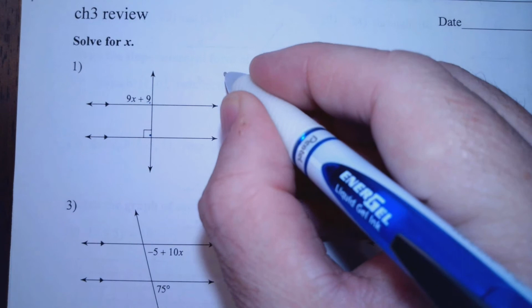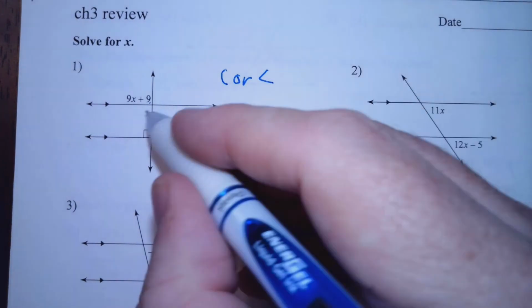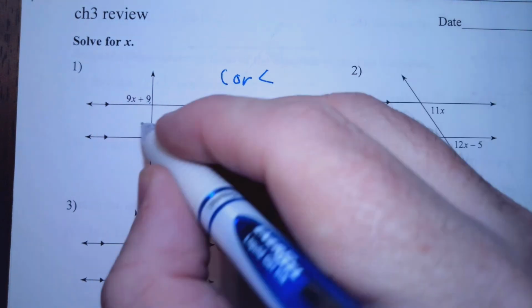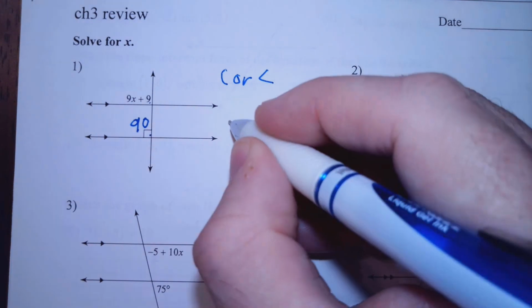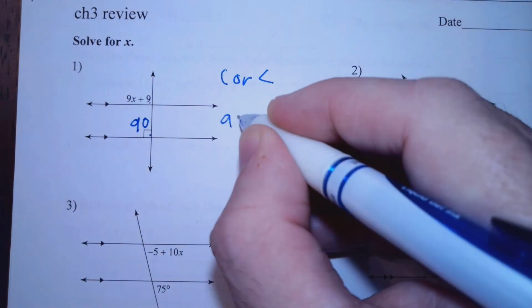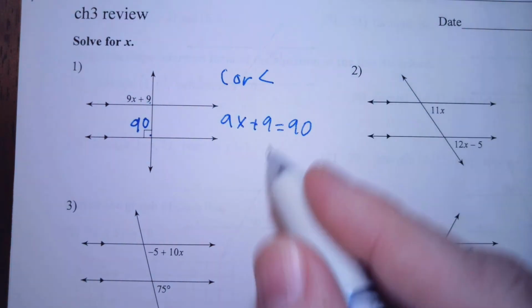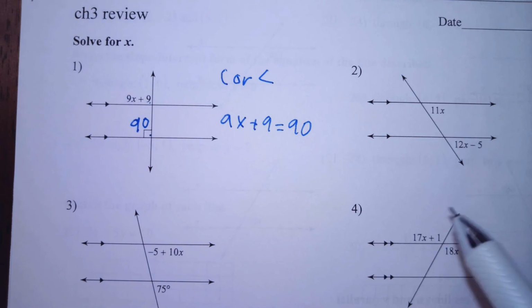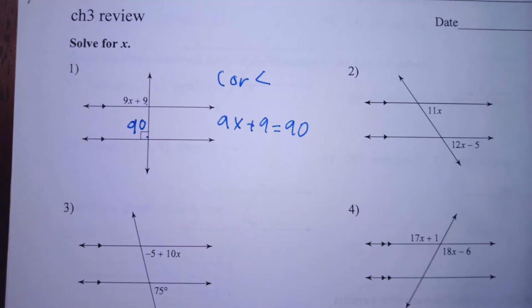And so this is corresponding angles. Corresponding angles are congruent, so I'm just going to put a 90 there because it bothers me. Remember that box means 90. And so here's the setup: 9x plus 9 equals 90. I'm not going to work very many of them all the way through, but I do want to help you set these up if you're getting confused. This is sort of a way to check yourself and see if you're getting it right.